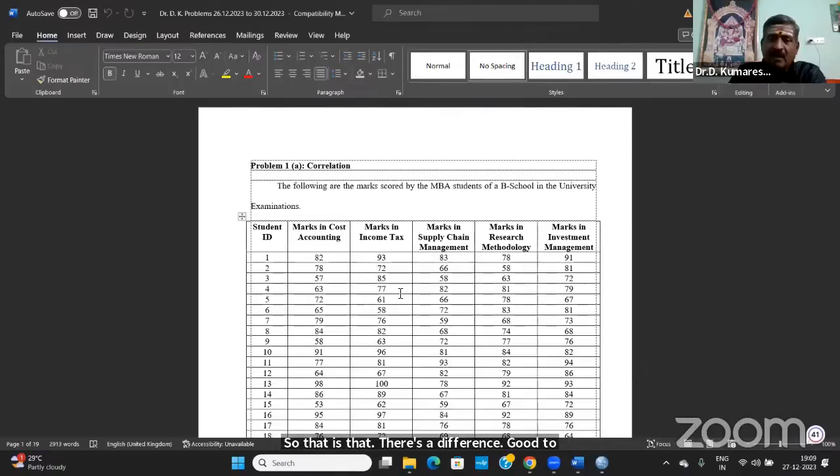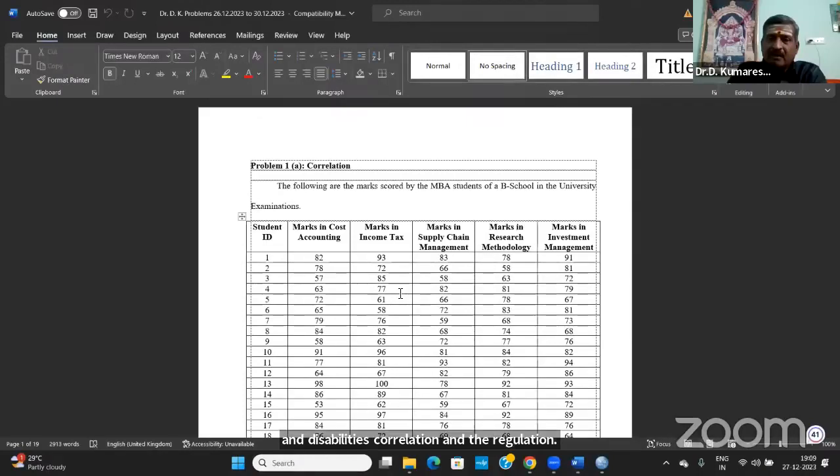Then another dissimilarity: in the case of correlation, all the variables are interdependent. Here, dependent and independent variables are there. So these are the similarities and dissimilarities between correlation and regression.